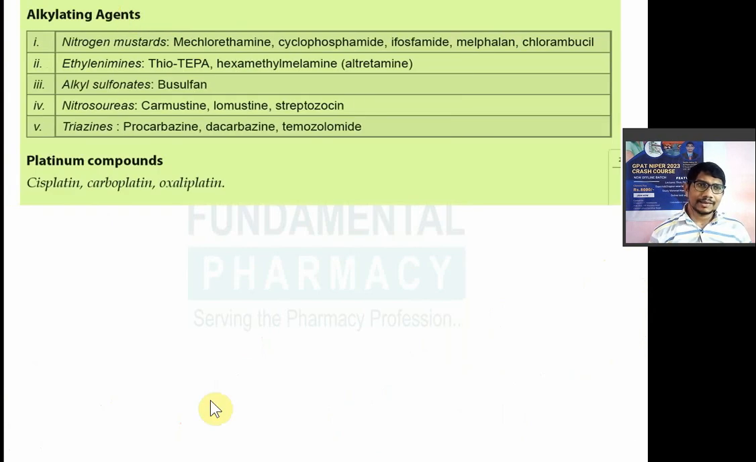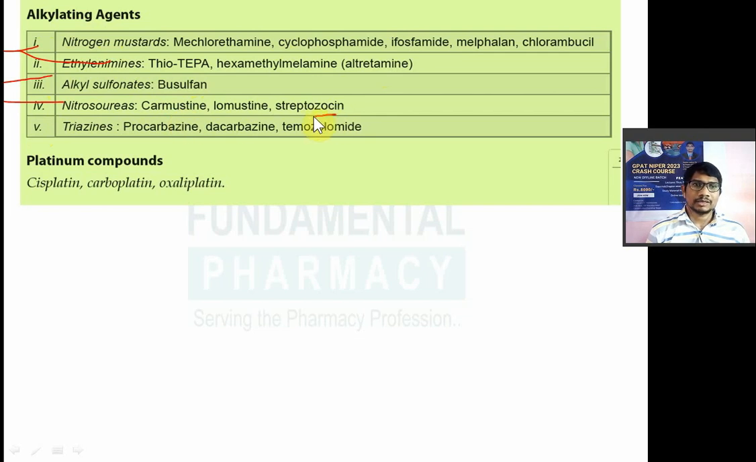So alkylating agents, in that you have first nitrogen mustard. Nitrogen mustard में कौन होता है आपका? So in the nitrogen mustard you have mechlorethamine, cyclophosphamide, ifosfamide, melphalan and chlorambucil. In the ethylene imine you have examples of thiotepa, hexamethylmelamine. Then alkyl sulfonate, in that you have the example of busulfan. In the nitrosourea you have examples of carmustine, lomustine and streptozocin.